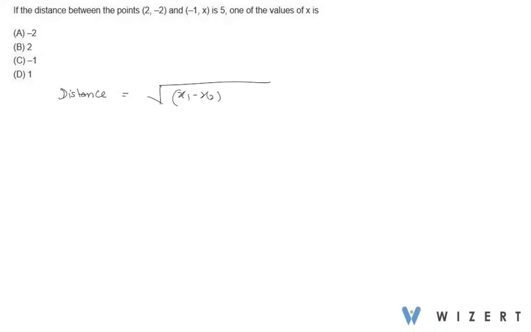minus x2) whole squared plus (y1 minus y2) whole squared. In this case, x1 is equal to 2, x2 is equal to -1, y1 equal to -2 and y2 equal to x, and the distance is given as 5 units. So let's put these values in the above equation.